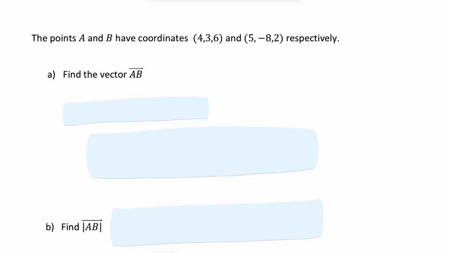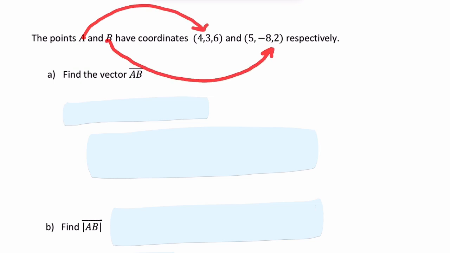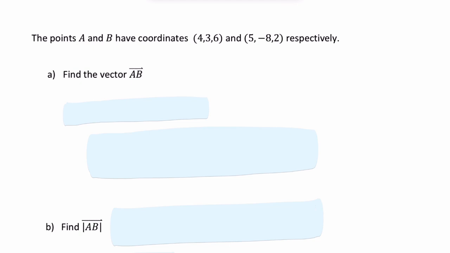Here we have a vector question, and we have 2 points, A and B. And we know that this is A and this is B because we have the word respectively. So that means the first corresponds to the first and the second corresponds to the second. We are being asked for the vector between points A and B.